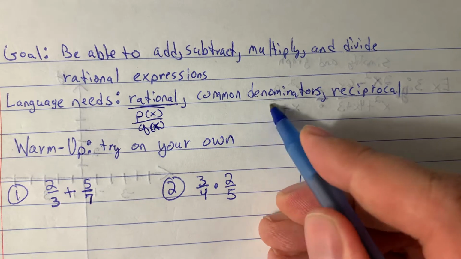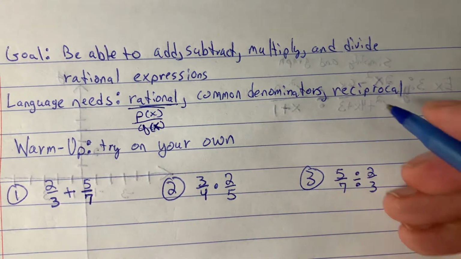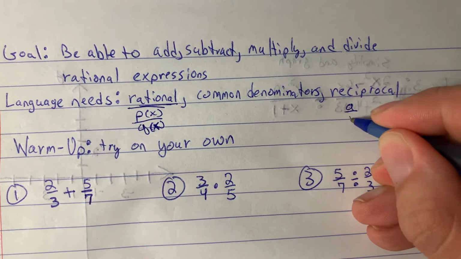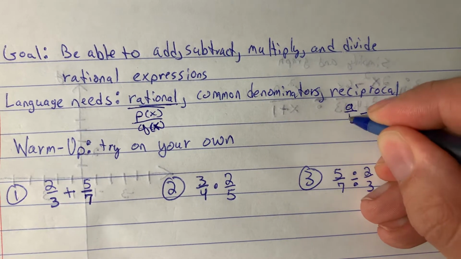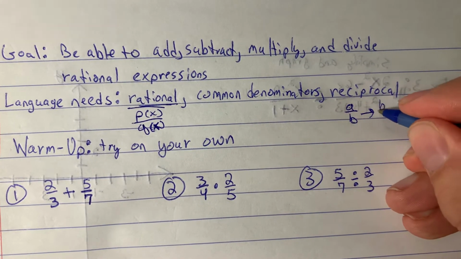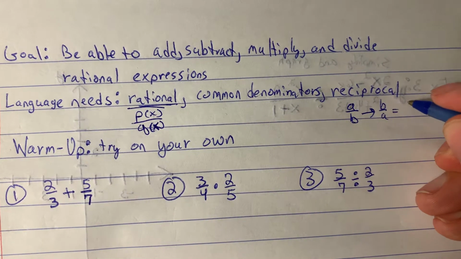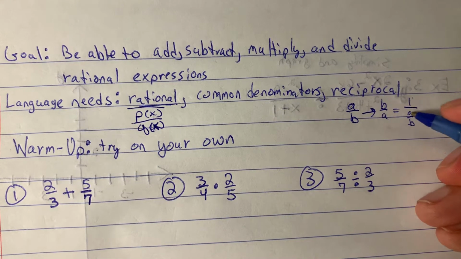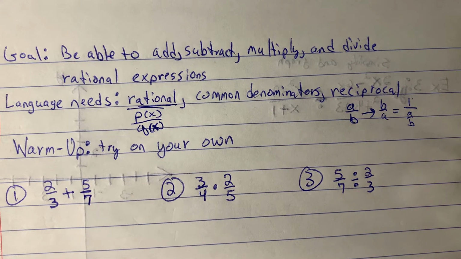We want to be able to deal with some common denominators, and we need to know about the reciprocal. The reciprocal of a fraction is, of course, when you flip it upside down. It's the same as dividing 1 by it. So one divided by a fraction will give you the reciprocal of a fraction.